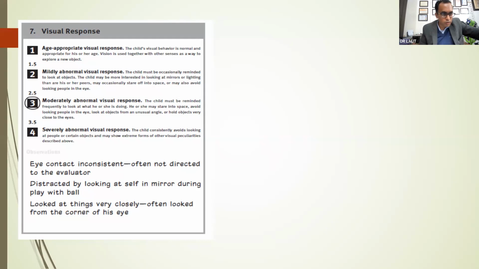Sorry, they have given a score of 3 only in this case. So why have they given it? He was looking at the objects with very close observation, that means bringing them very close to the eye. He was looking from the corners of the eye. So all those things which are there in a score of 3, more or less are there in this child when the examiner observed him. The observations noted by the examiner match exactly the score of 3 for this child.